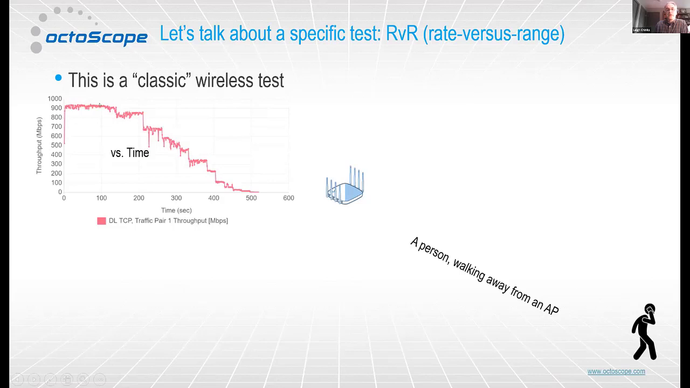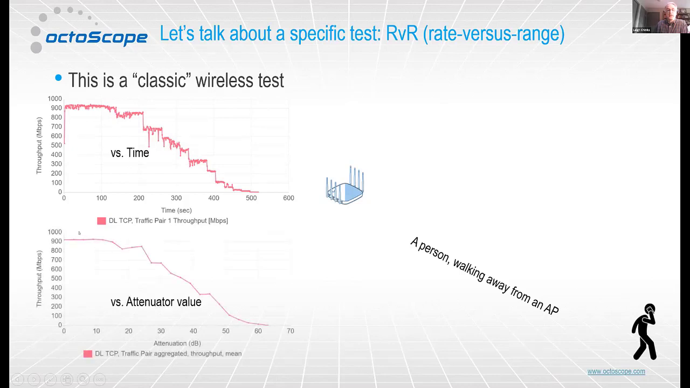The top flat part is as the user is fairly close and starting to walk away, and then as the user reaches a certain point, the link will have degraded to the point where it can no longer maintain the maximum throughput, and the throughput starts to slowly decline until some point where you've walked so far away that you simply have no throughput left. That's one way of looking at the data.